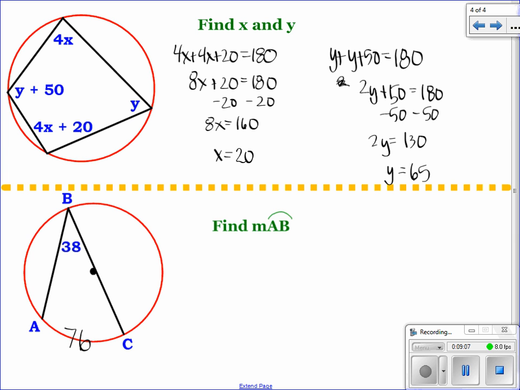Why is that really good information? We want to find this, right? Well, how would we easily find that? What would you put in the calculator or in your brain? 180 minus 76. And we get how much? 104. Good. Okay, so that's the answer. Any questions?